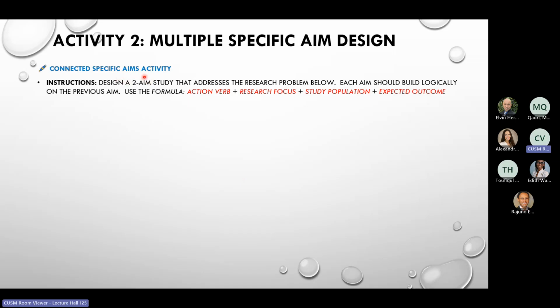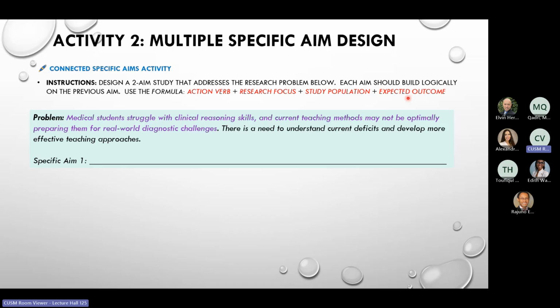Connecting specific aims activities. Here's our instructions. Design a two-aim study. We'll focus on a two-aim study that addresses the research problem below. Each specific aim should build logically on the previous aim. Use this formula when you're writing your aim statements: an action verb, research focus, study population, and expected outcome. Here's our first problem statement.